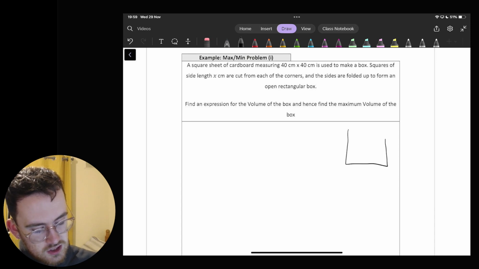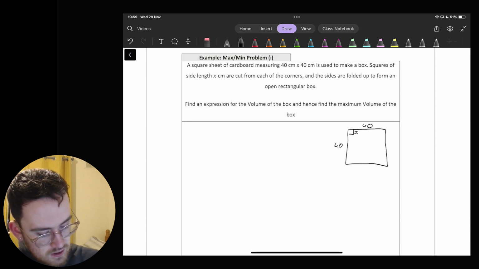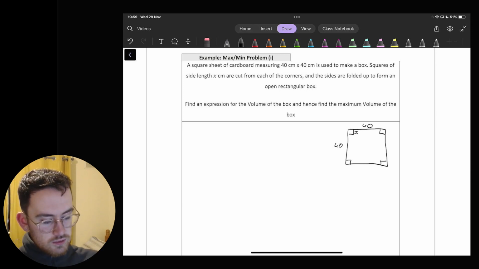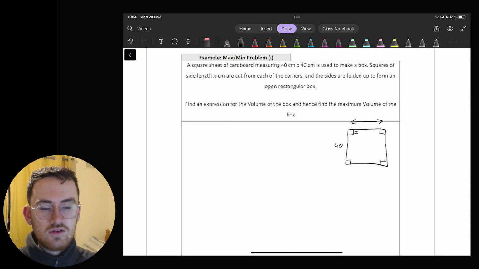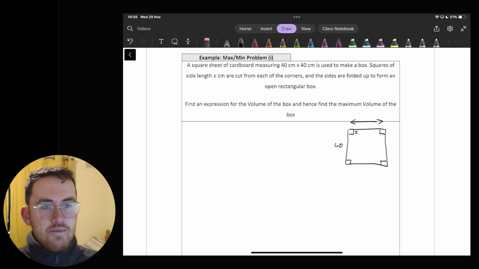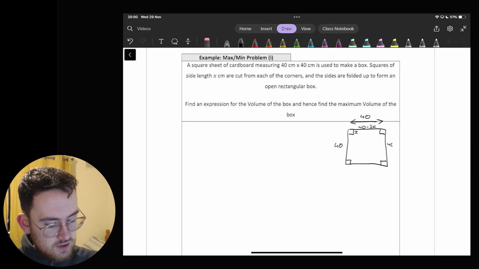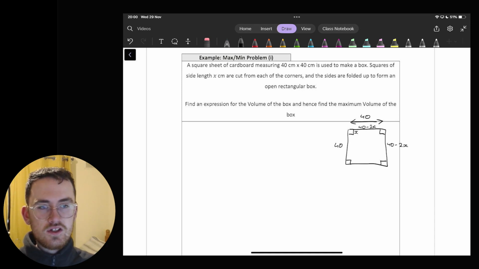If I do a quick sketch here, 40 by 40. They're making a box, so they cut squares of side length x from each corner, and the sides are then folded up to form an open rectangular box. Looking at what I have here, I'm going to take the 40 as being the full length, and if I'm looking at just this small length here, that's 40 take away 2x, an x from each side. Similarly here, 40 take away 2x, 40 take away 2x.